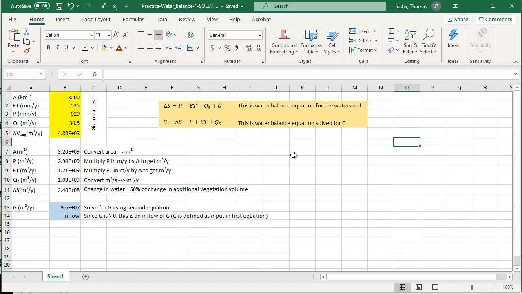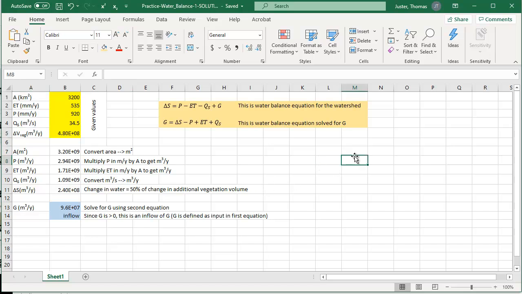Now, to do this, it's important that all of these terms have exactly the same dimensions and units. And notice they're not. Evapotranspiration is a rate in millimeters per year, as is precipitation. Stream flow is in cubic meters per second, and the change in the amount of vegetation, which is not the same as the change in the volume of water stored, is in cubic meters per year. So we have to massage these numbers to create a common set of units, and we're going to use cubic meters per year.